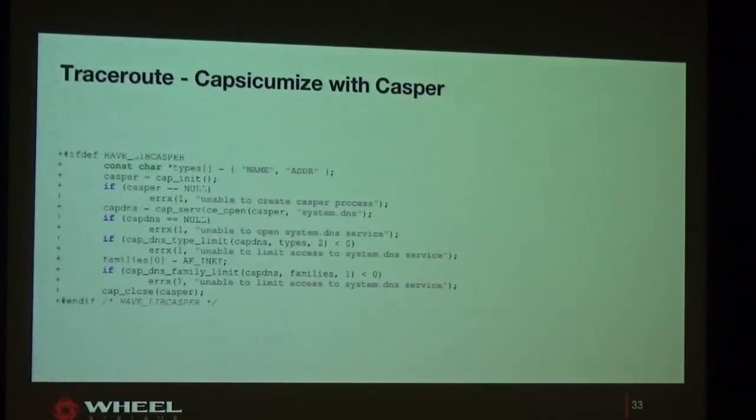So we, for example, capsicumize traceroute using Casper as well. Here we have a sample patch. We first call cap_init to create a Casper instance. Then we open the services which we want, for example, system DNS. And then we limit this system even further to only resolve names and addresses.